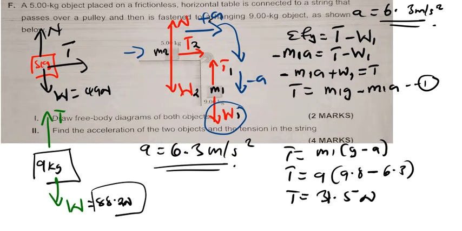31.5 Newton. Okay, so 31.5 Newton is my tension force. But since it's not clear, let me write it. 31.5 Newton. That's the tension force. So let me just put it here, because I don't have enough space.